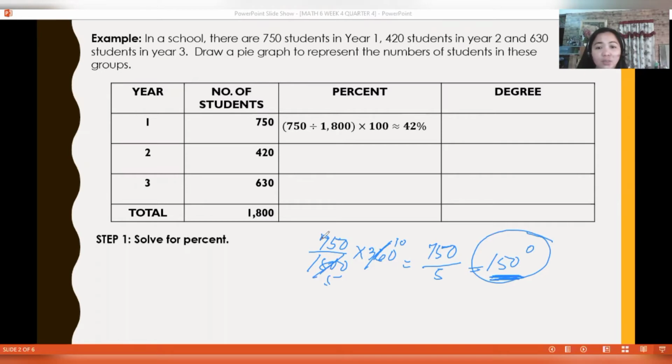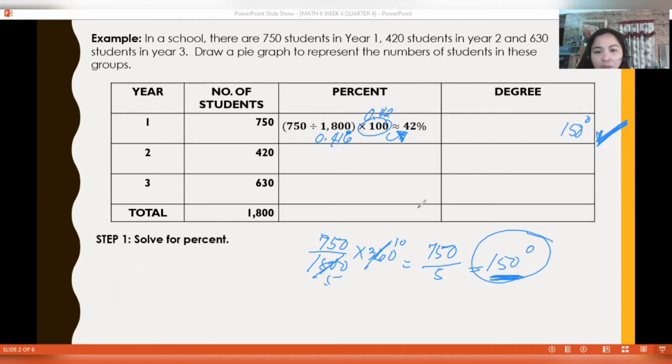Sakto yung nakuha kasi ang ginawa nila 750 divided by 1,800 times 360, kasi diretso na siya sa degree, ang nakuha niya ay 150 degrees. This is correct. This is the exact degree. Pero dito, ang ginamit ko, 750 divided by 1,800, ang nakuha ko is 0.416, which is repeating digit. So in-round ko siya, that is equal to 0.42 times 100, naging approximately 42%. Ayan yung nakuha nating percent.